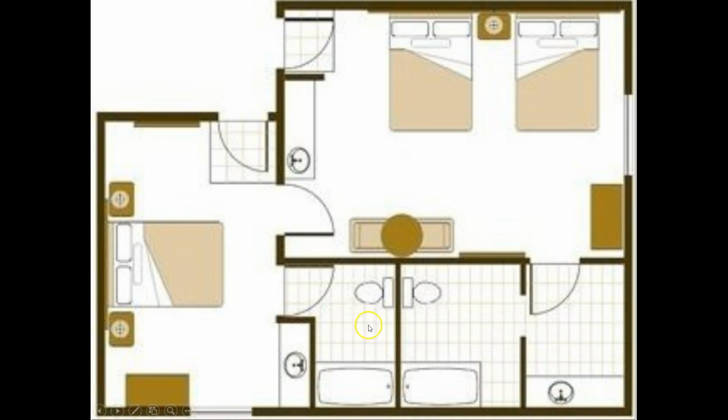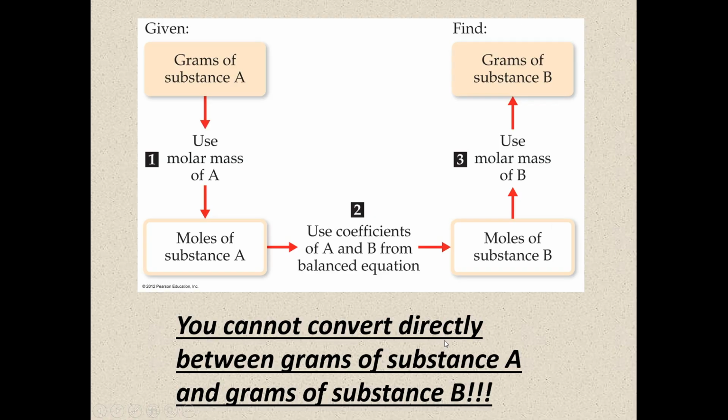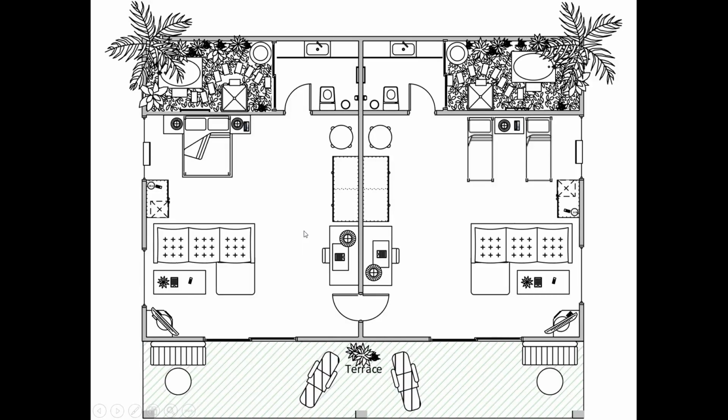Same thing in Jackson Hole. To get from this bathtub, even though it's right next to that bathtub, you've got to come out into the room, go into the next room, and go back into the bathroom. That is exactly what you have to do if you're going to convert from grams of one thing to grams of another. You cannot go directly from one to another, even though they have the same name and they seem to be near each other in this diagram. You have to go through moles.